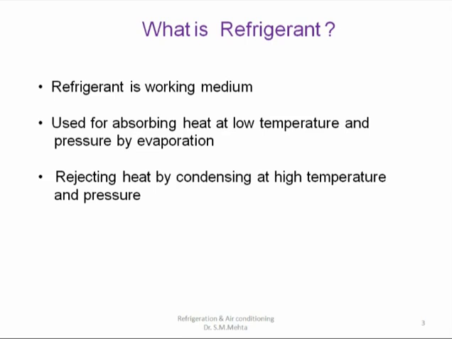So whatever heat it has absorbed in the evaporator and got evaporated is rejected in another component of the refrigeration system, that is the condenser, by condensing at a higher temperature and pressure. So a refrigerant is a working medium used in the refrigeration system for absorbing heat and rejecting the same heat at another component.